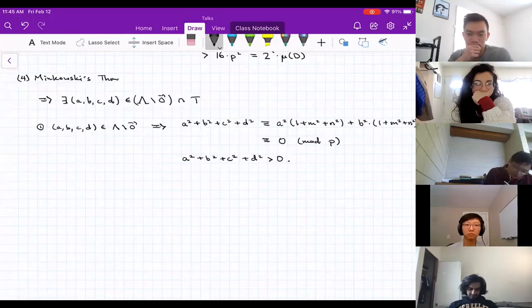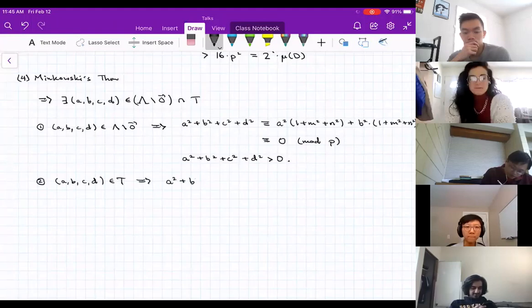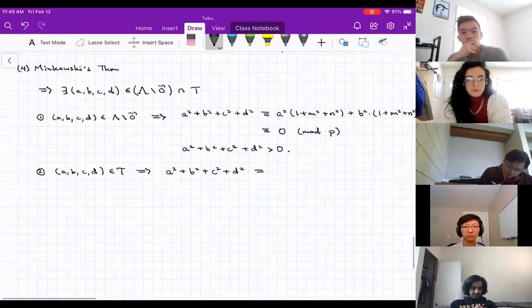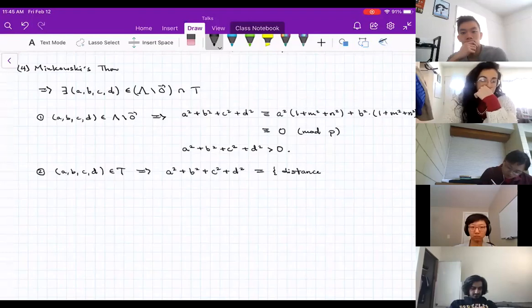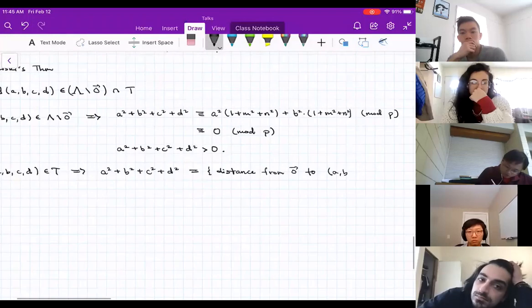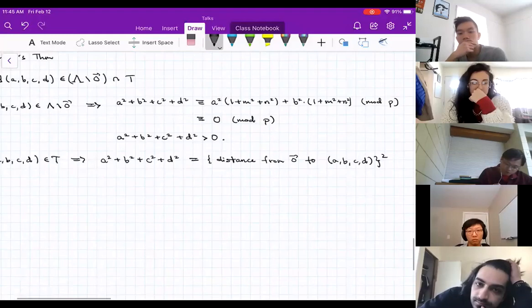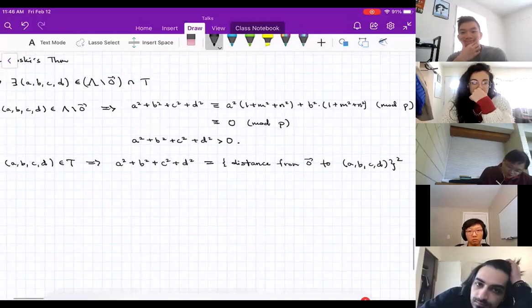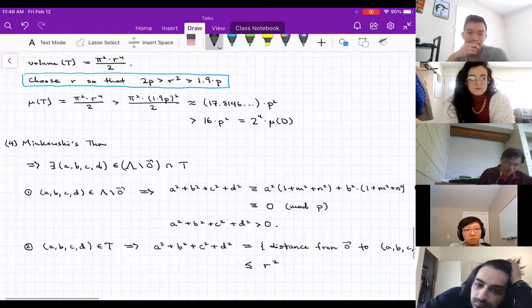Okay. And now the second observation is that A, B, C, and D are inside of T. What does this mean? Well, A squared plus B squared plus C squared plus D squared is the distance from the origin to the vector A, B, C, D. Technically the distance squared. Right, but it's in T, and T is a ball of radius R. So this is less than or equal to R squared. But R squared, by this blue box assumption, is less than 2P.